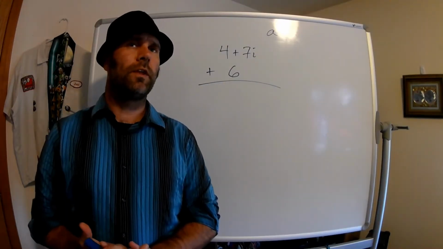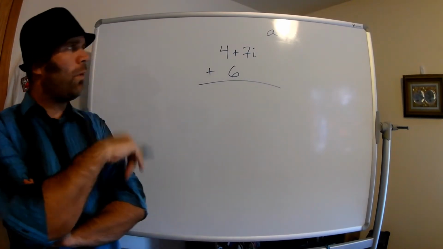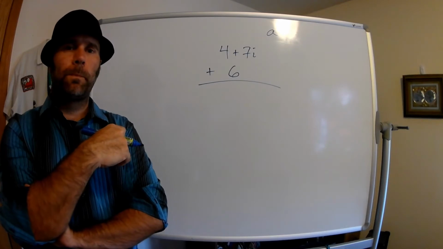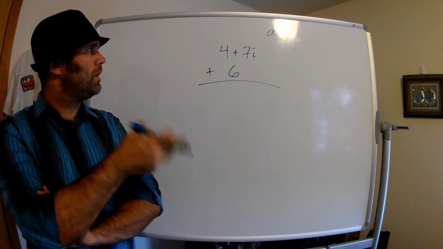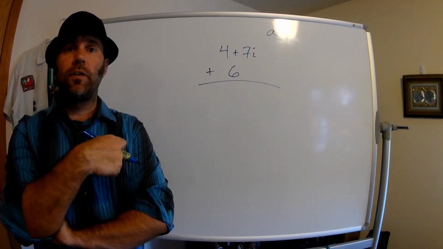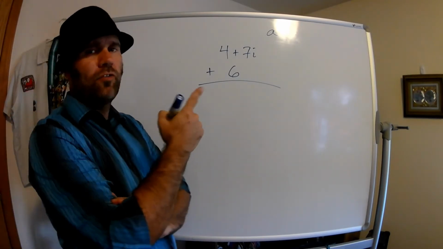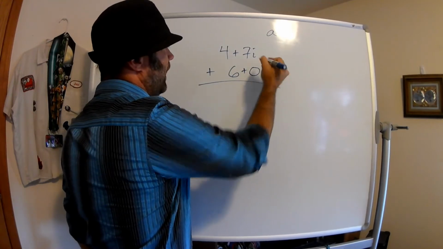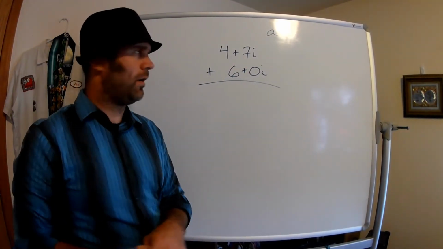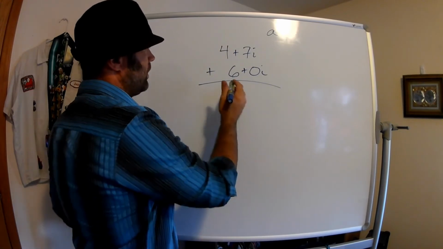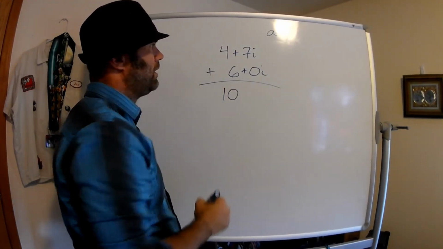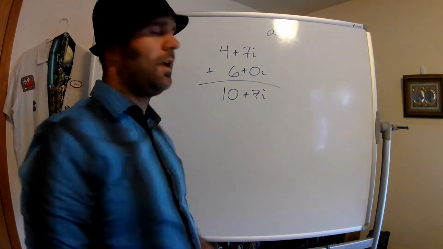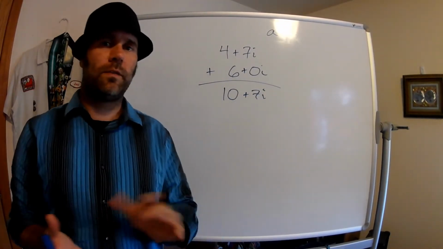If not, you can rewind and rewatch. Say we're given something like this. We've got 4 plus 7i plus 6. Can we combine like terms? Absolutely. And we can actually convert 6 into a plus bi by just going plus 0i. We just add that in there. And then add vertically. So 4 plus 6 is 10. 7 plus 0 is 7. And we're done. 10 plus 7i would be the answer.